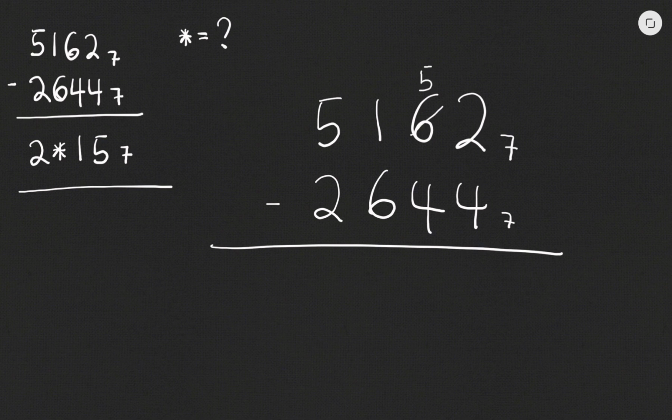I am left with 5. That 1 becomes 7, and I add that 7 to the 2 over here, so I get 9. The 1 that I borrow becomes 7 because we are dealing in base 7. So I have 9 at the top here. 9 minus 4, that will give me 5.